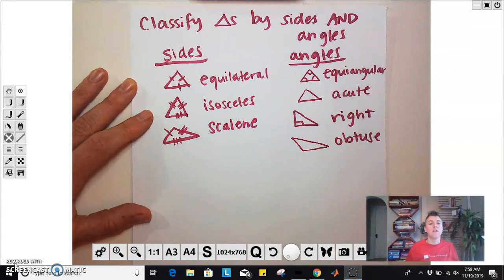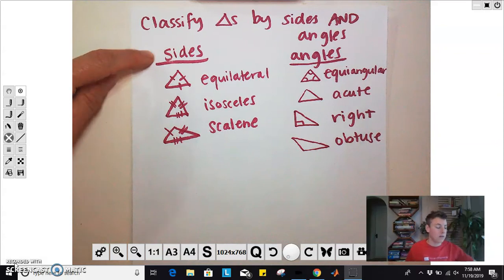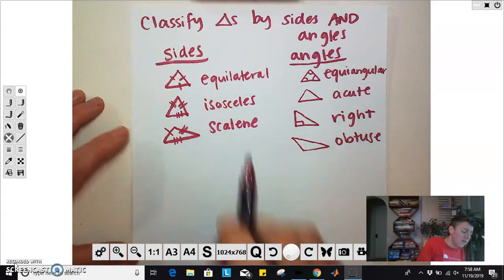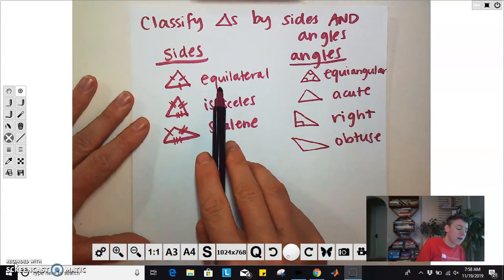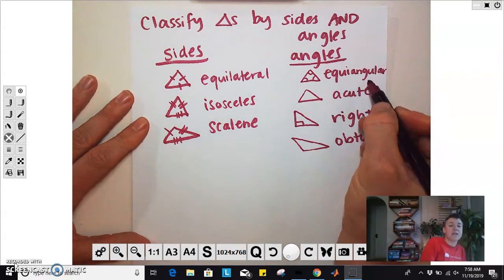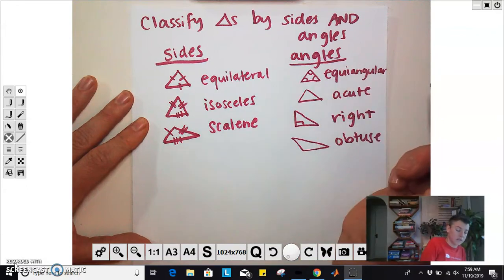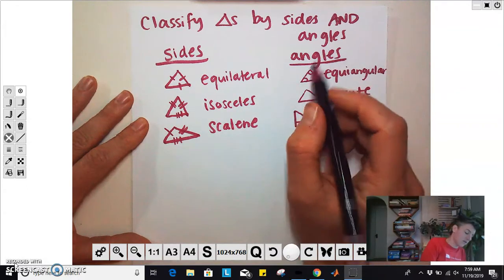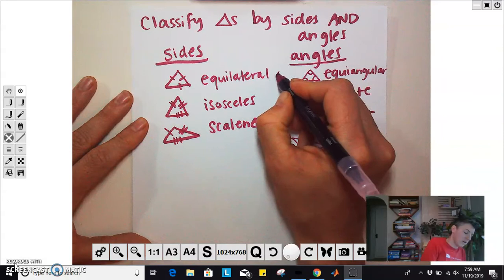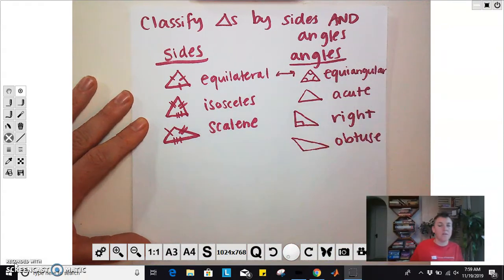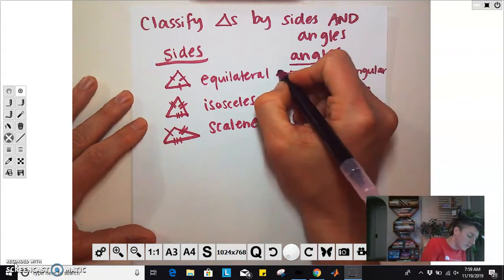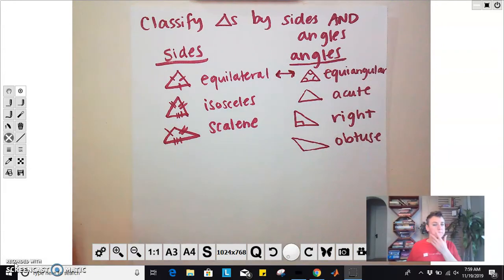So every triangle has two names, one name that talks about its sides and one name that talks about its angles. If you ever have an equilateral triangle, it will be equiangular also. So these guys always go together. Equilateral implies equiangular. Equiangular implies equilateral. All right.